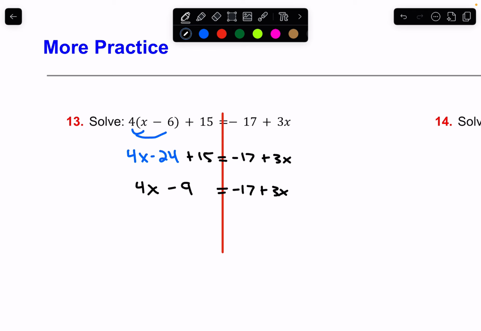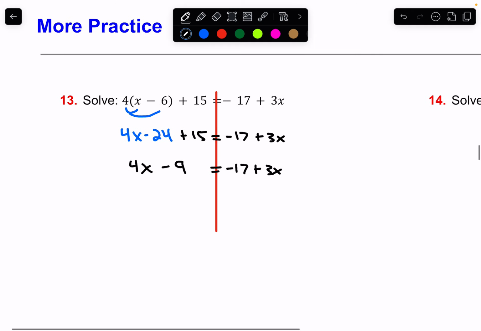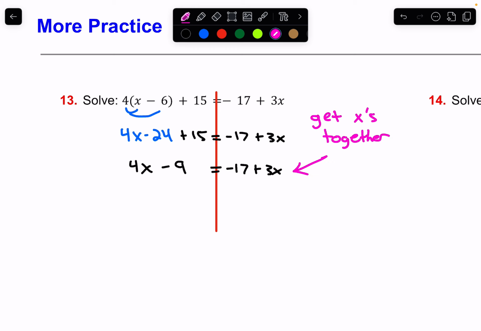All right, now we got to think. We have 4x minus 9 on the left, and -17 plus 3x on the right, I should say. We need to get all of the x's together. So the key here is we need to get x's together. We want all the x's in one spot. So I need to move that 3x to the other side.